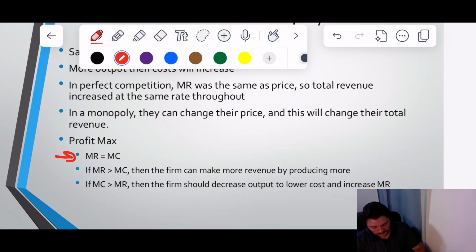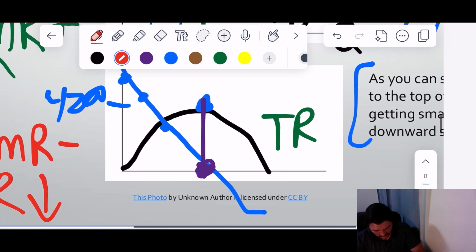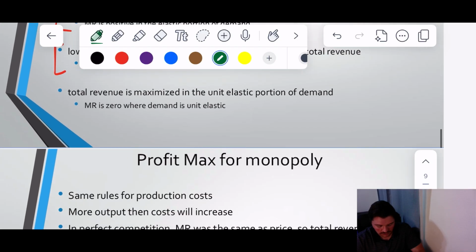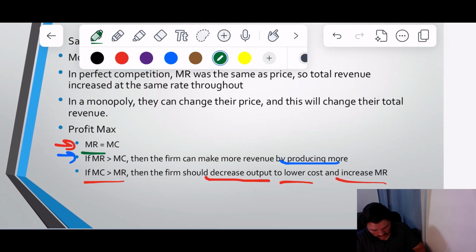If you have a situation where your marginal revenue is more than your marginal cost, that means you're making more money than it's costing you. So you should produce more. But if your marginal cost is more than your marginal revenue, it's costing you more to produce than what you actually sold it for. So therefore, you should decrease output, lower your cost, and this actually increases your marginal revenue. Because look, if you were to decrease your output here, going from here to here, you can see marginal revenue goes up. And so basically what happens is you're going to get to the point where they are equal. So profit max, the same as with perfect competition, is MR equals MC.